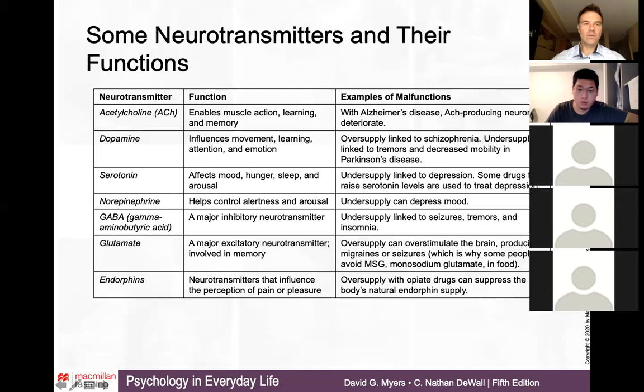Yes, some of the content of this lecture and this chapter is going to be on the quiz. For example, what functions does serotonin perform, or dopamine, or endorphins? I gave you the example of pain perception or pleasure. So I may ask you one or two multiple choice questions about the function of serotonin or endorphins.